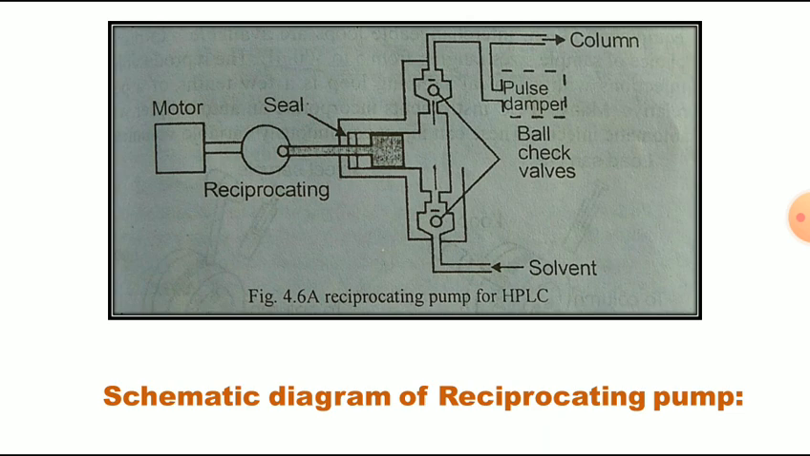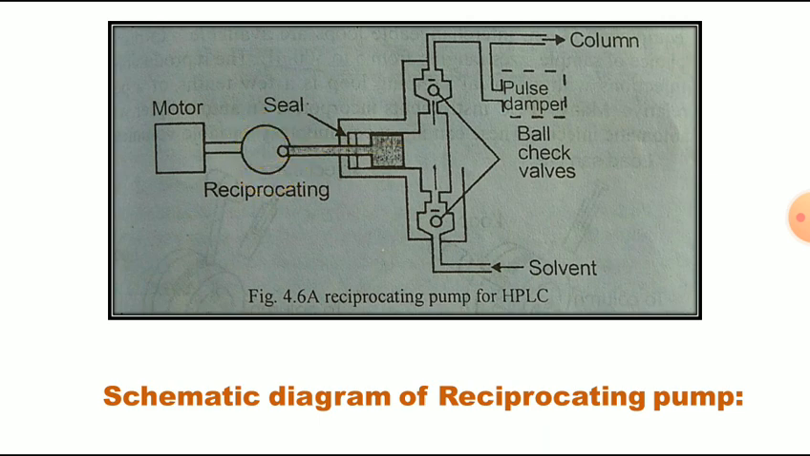This piston works with the help of this motor. It will continuously go back and forth. With the help of that motor, when it goes to the front side, that is forth motion, and when it goes to the back side, that is back motion. So this will be continuously going on.